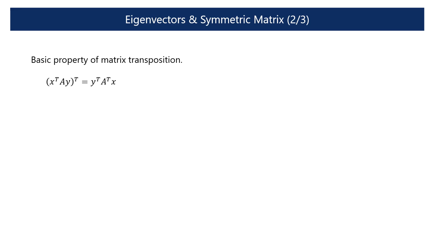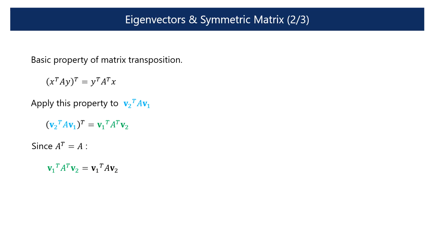Now, let's recap the basic property of matrix transposition. For the product of matrices, this transposition property holds. Apply this property to this part. Since A is a symmetric matrix, we obtain this equation. Let's focus on this part.